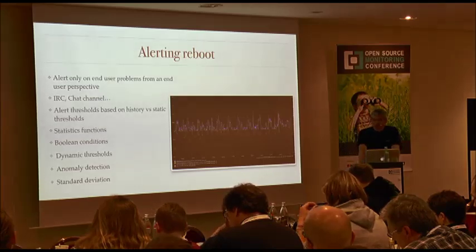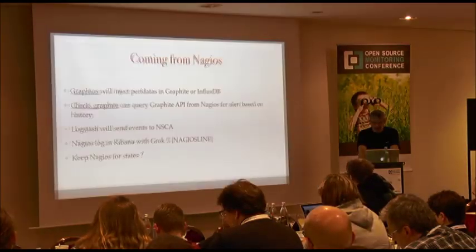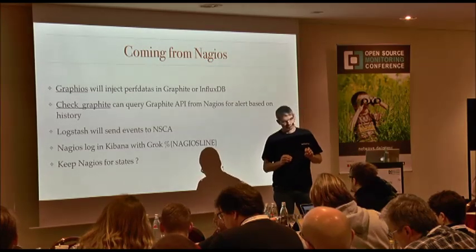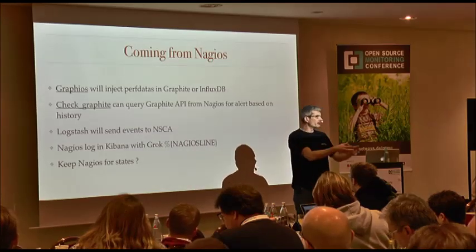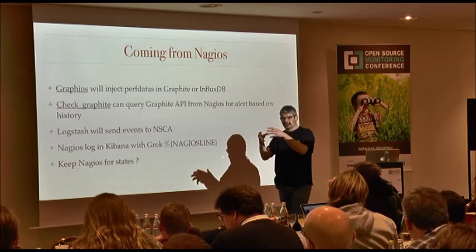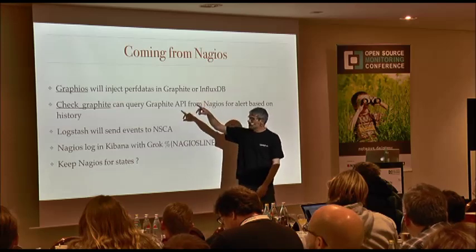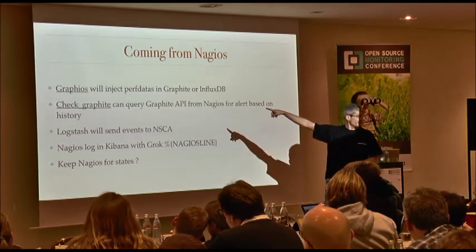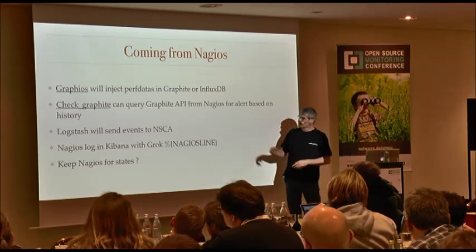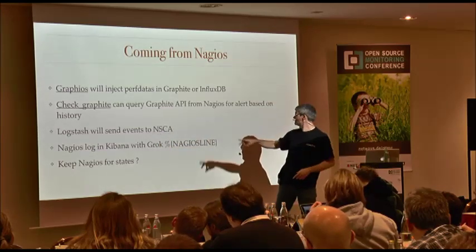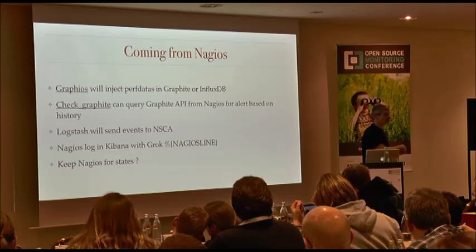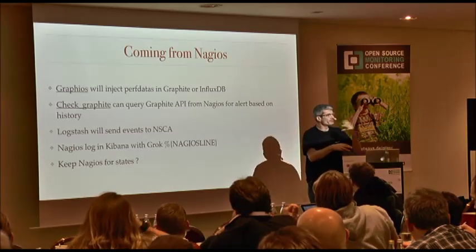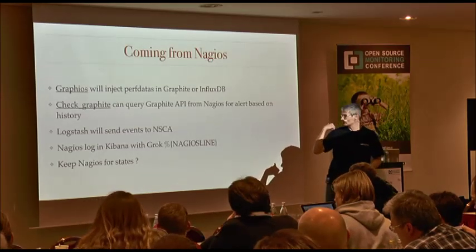If you're not convinced to switch off, the last slide will kill you. You can keep your Nagios based setup and, how can I say that, have the benefits of a real metrics storage and visualization and the benefits of real central message logging. Because you have plugins like Graphios, which can inject the classical traditional perf data into Graphite or InfluxDB. Check Graphite can query the Graphite API from Nagios for alerts based on history, not just at the time. Logstash can send event messages, a correlation of the two, to Nagios via the NSCA protocol.